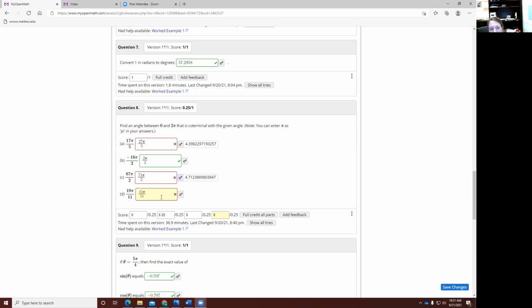Okay. So what I would suggest for these is to convert them. When you convert them, if the angle is less than 0, then you can always add 2 pi to it. If it's more than 2 pi, then you can take away 2 pi from it.